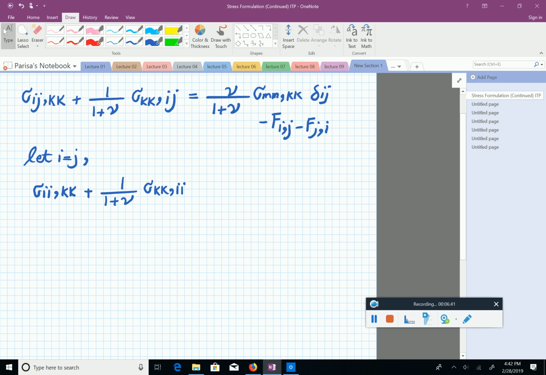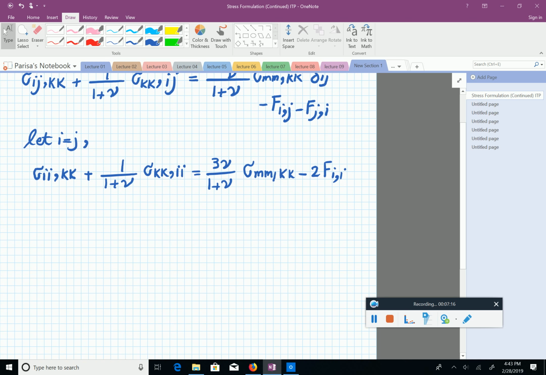So here, and then here is i equal to j. Delta ij becomes 3. So we know that sigma ii comma kk or kk ii, yes, please.